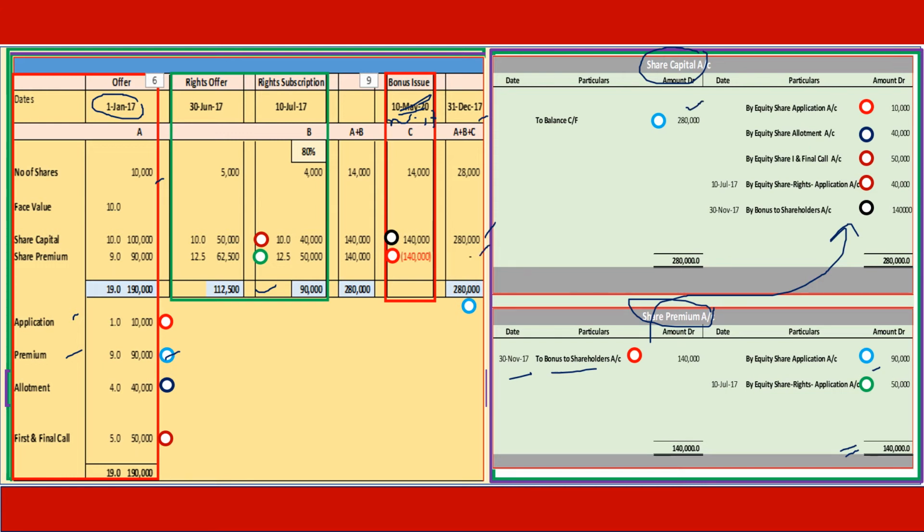Our balance as per working in share premium account was 0. Here also everything is transferred. This answers the first part of the question: prepare share capital account and share premium account based on your working note. And this 2,80,000 matches with the 2,80,000 as per the ledger account that we have prepared.